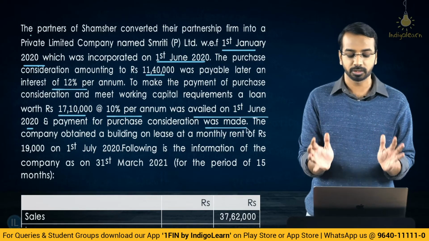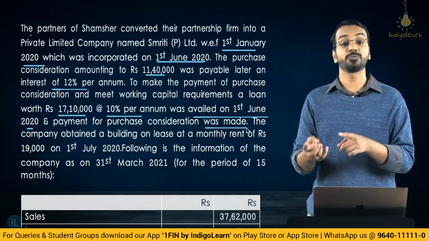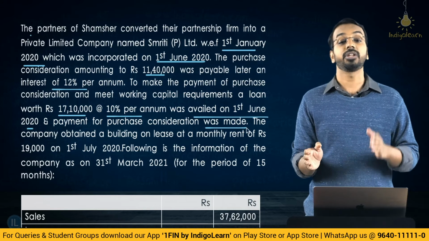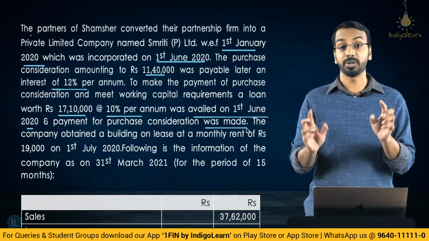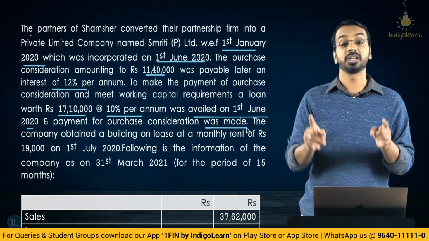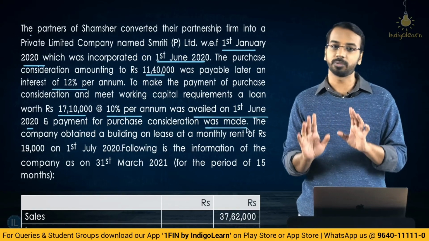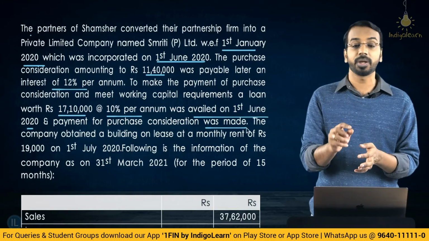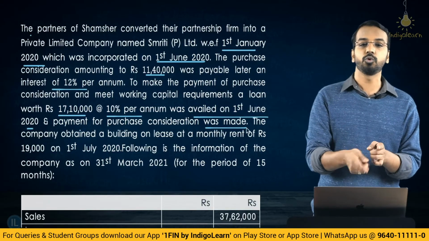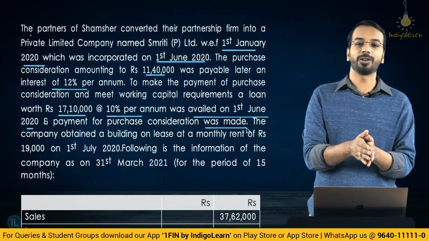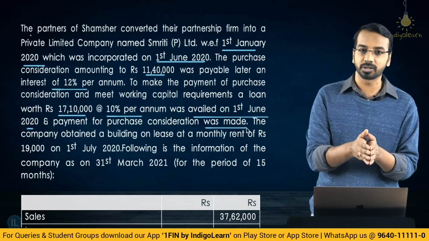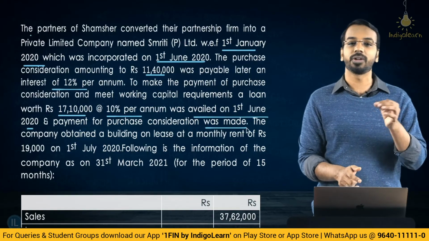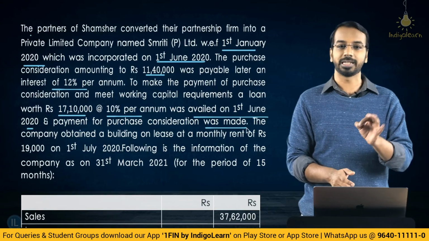So, if you look at this question, too many dates here. 1st of January is when the business was taken over. What is the date of incorporation? 1st of June. So, from 1st of January till 31st of May, please note it's only 5 months, not 6 months. This 5-month period is the pre-incorporation period, right? Now, in this 5-month period, the consideration was not paid. When was the consideration paid? Consideration was paid on 1st of June by taking a loan, right? So, you need to calculate interest up to 1st of June on the purchase consideration which was payable, and after that, based on the working capital loan that was taken, whatever is the interest that has to be provided for.